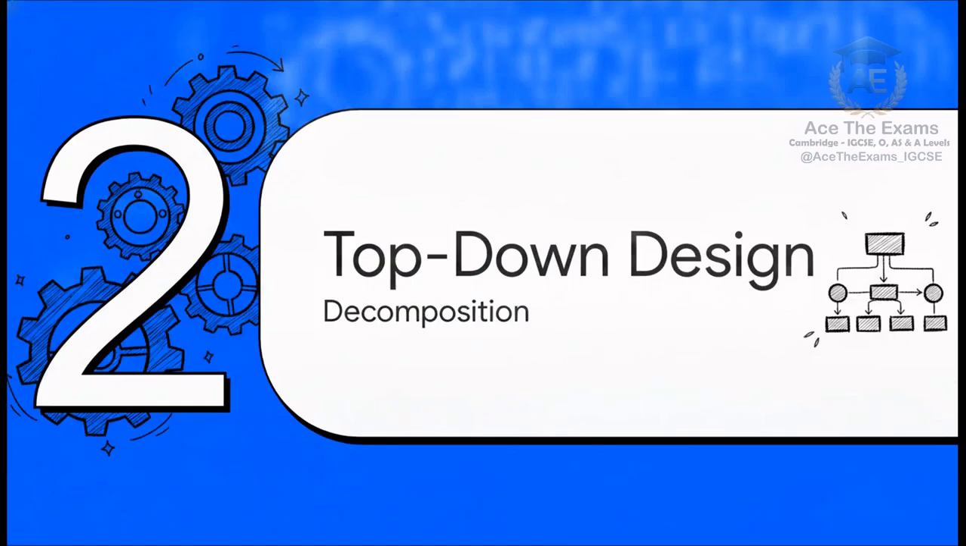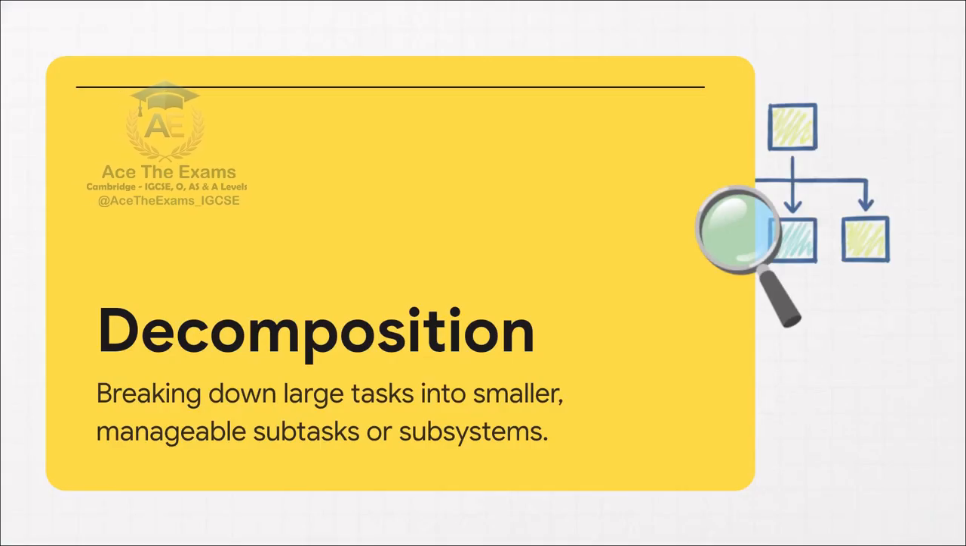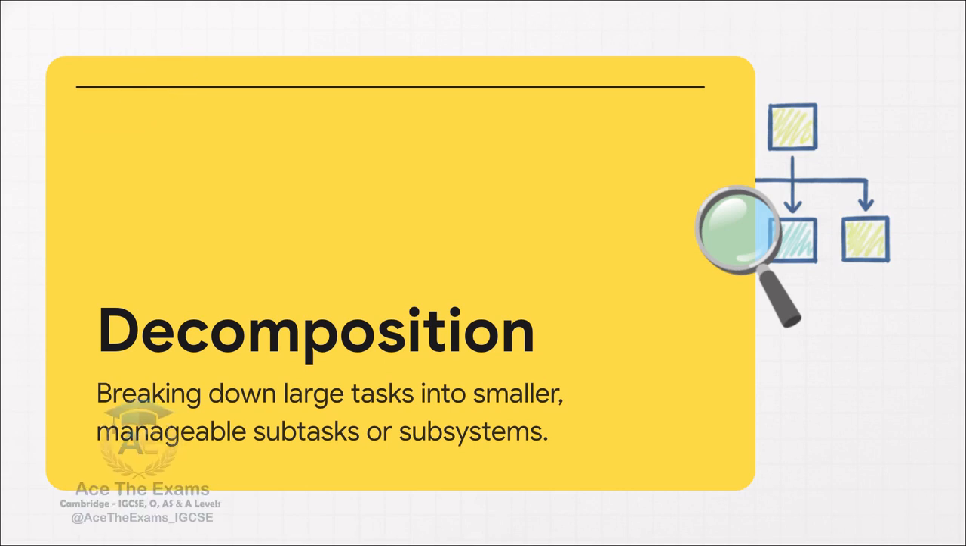Section 2, mastering top-down design. Knowing that we need to break things down is one thing, but actually having a concrete method to execute that logical plan is another. Enter top-down design. Top-down design utilizes a critical computational thinking skill called decomposition. This is a real game changer. It simplifies a massive, intimidating problem into smaller problems or subsystems until each piece is sufficiently defined to be easily understood and programmed. This is often referred to in the Cambridge syllabus as stepwise refinement.